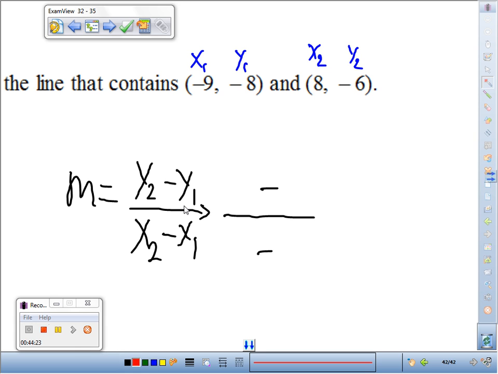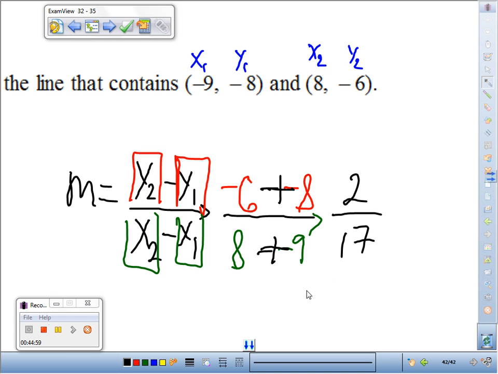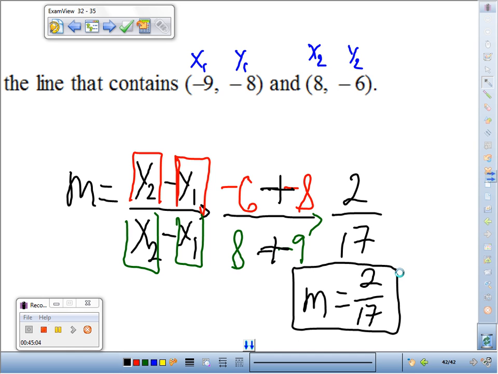So let's start with the y's in the numerator. What is y2? Negative 6. It goes right there. From there, y1, what is y1? Negative 8. Let's go with the x. x2, what is x2? 8. And what is x1? Negative 9. So, what is negative times a negative right here? It's a positive, same right here. So this is 2 over 17, so my slope is 2 over 17. Hands up if you got that by yourself. Okay. Let's move on. This one should be automatic by now, right?